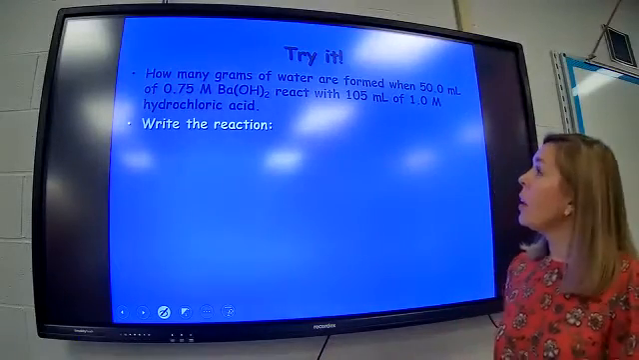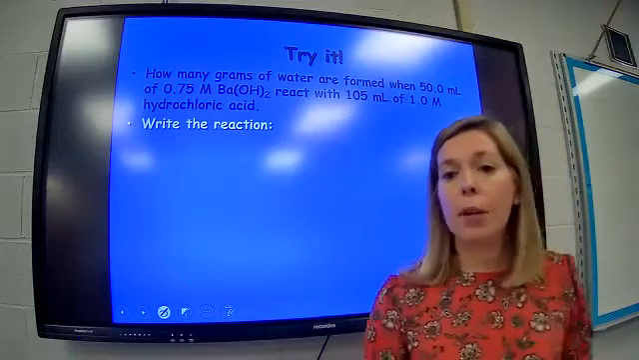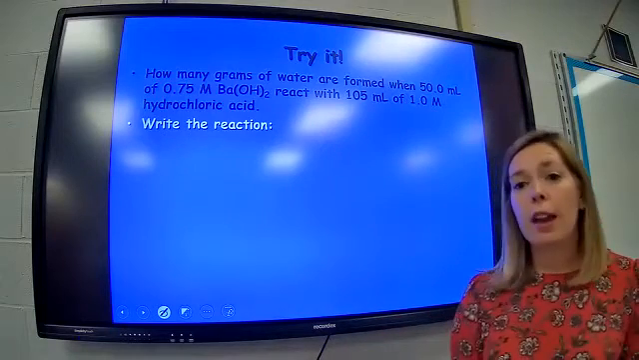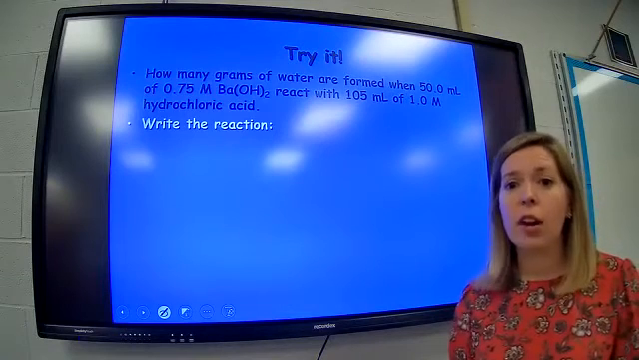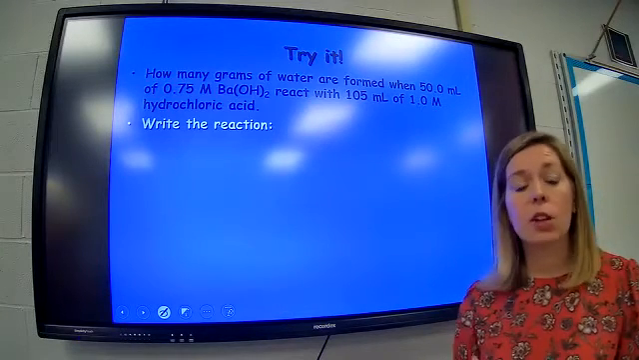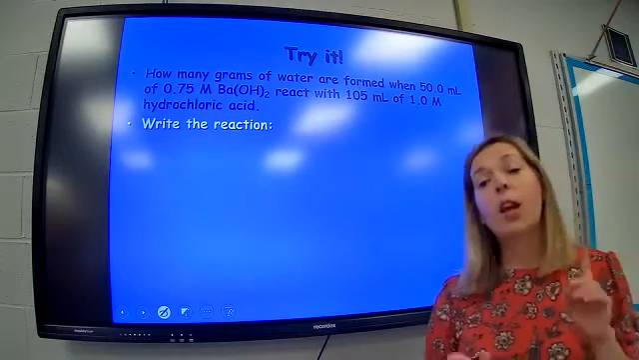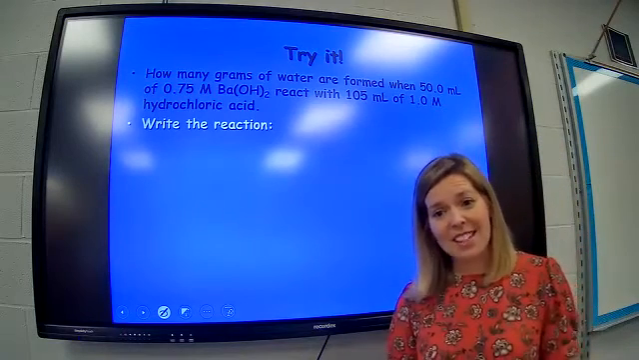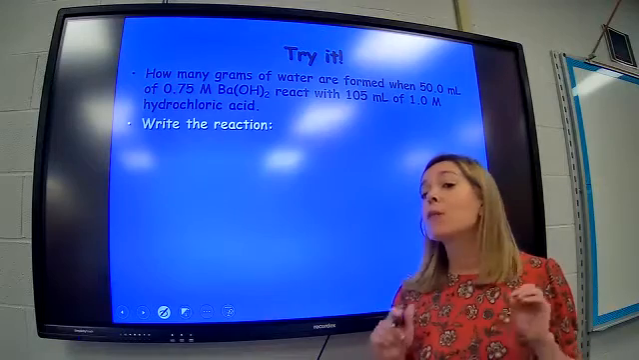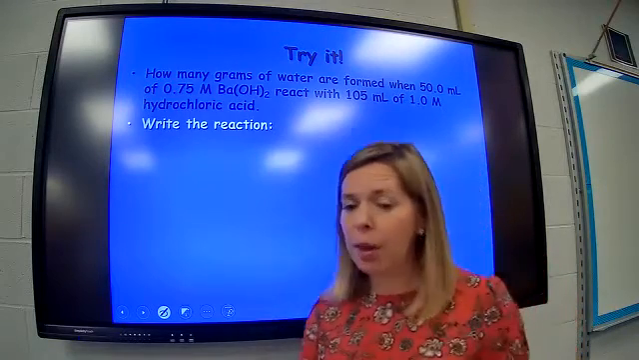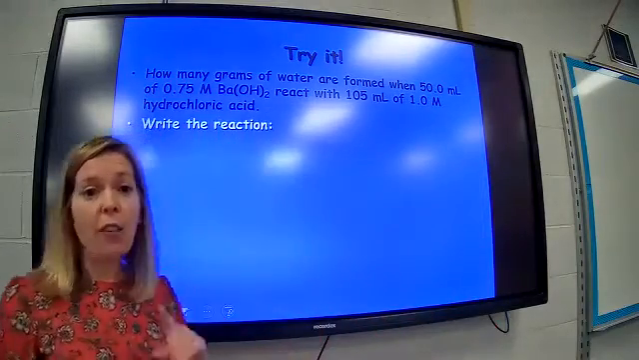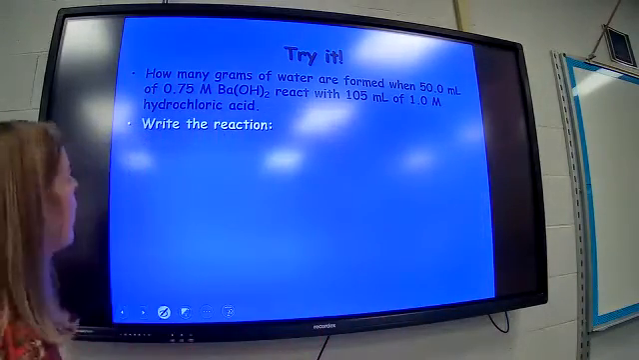Okay. Next example: how many grams of water are formed when 50 milliliters of barium hydroxide react with 105 milliliters of 1 molar hydrochloric acid? We're not as lucky as we were last time. We have the amounts of both reactants, so we are going to have to do a limiting reactant problem. But before we get to that, the first thing we have to do is write out our reaction.